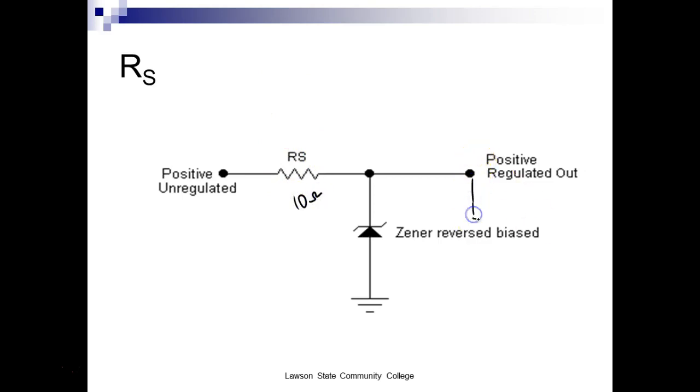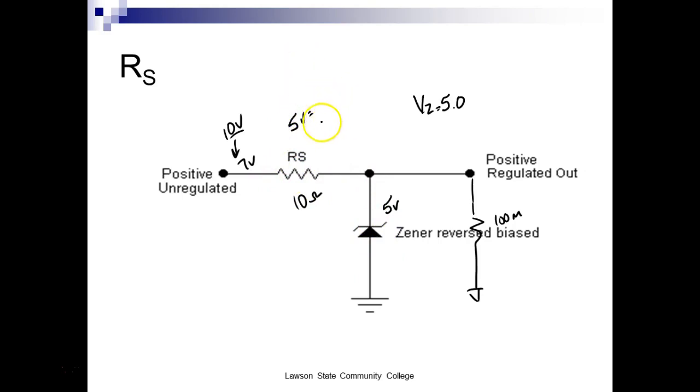I'm gonna hook a load over here that requires 100 milliamps. So let's say we're going to start off with 10 volts, and then let's drop down to 7. So at 10 volts, and this is a 5 volt Zener, so VZ is 5 volts. I start off at 10 volts. How much voltage is going to have to drop across RS? Okay, 5 volts.